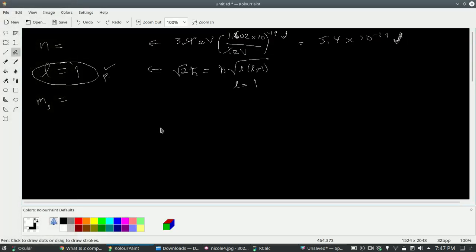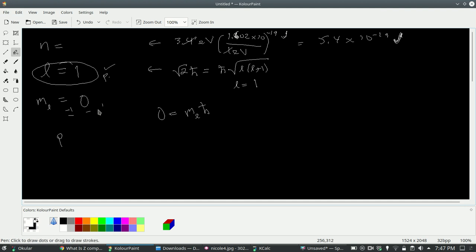Okay, so we're saying that there is no component in the z direction. So 0 equals ml h bar. Divide both sides by h bar. ml equals 0. All right, so there is no z component. So what we have so far is a p orbital and ml equals 0. Right now, ml for the p orbitals could be -1, 0, or 1.